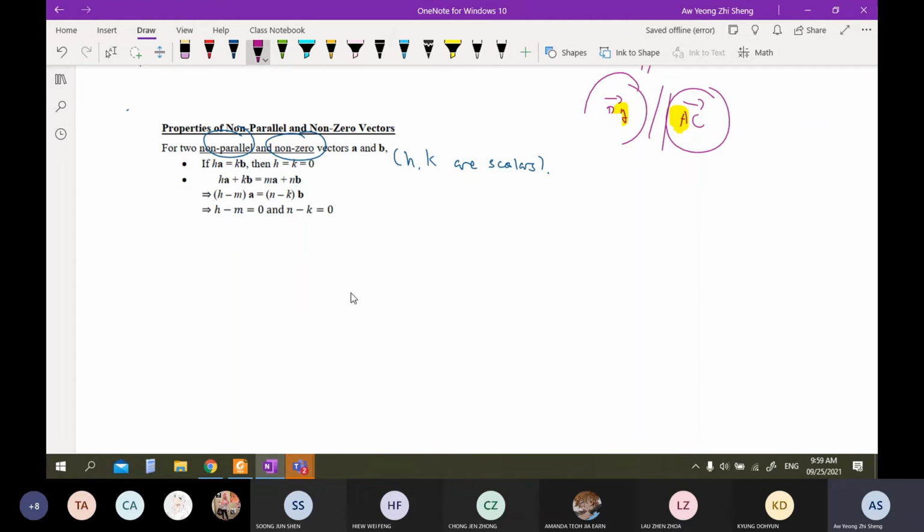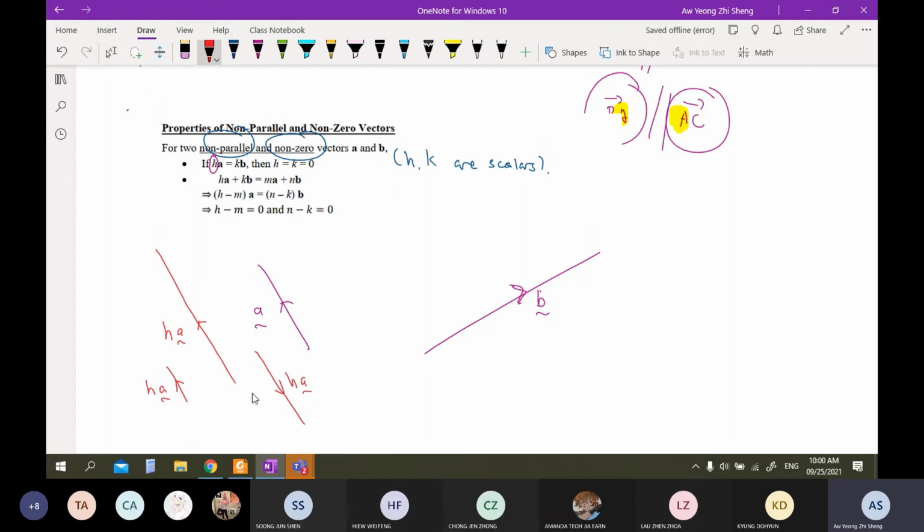Non-parallel means that they must be pointing in different directions. They can't have the same direction, they also can't have opposite direction. So for example, my vector A points this way, and my vector B points like this. Now, what is HA? If H is a scalar and we are not told whether H is positive or negative, then HA can possibly look like this, a lengthened version of A. It can also be a shortened version of it, depending on what the number H is. It is also possible to have opposite direction. Let's say HA looks like this.